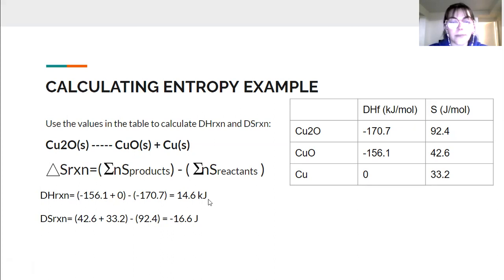What do these values mean? For our delta H, we have a value of positive 14.6 kilojoules. That means that this reaction absorbs 14.6 kilojoules of energy. For our delta S, we have a negative 16.6 joules, which means that in this reaction, we release 16.6 joules of entropy, or we become 16.6 joules more orderly, less chaotic.